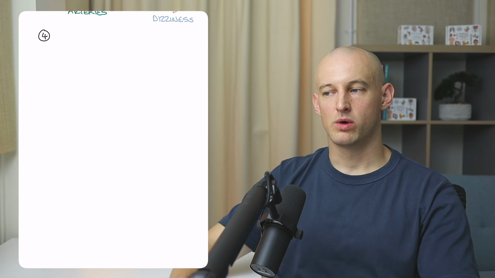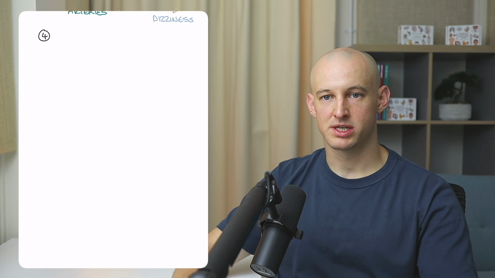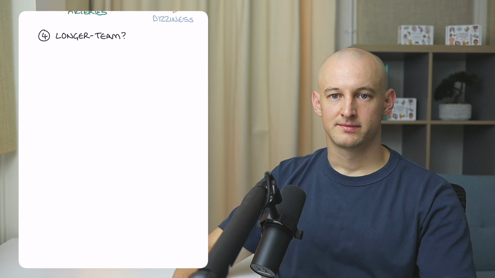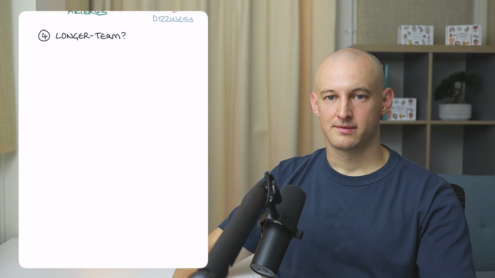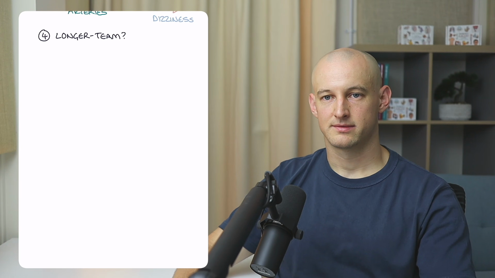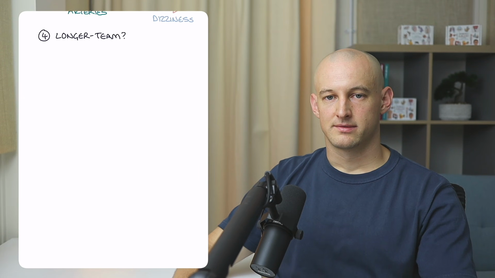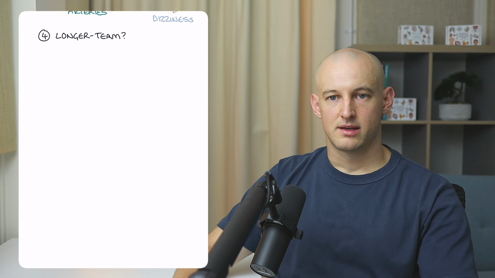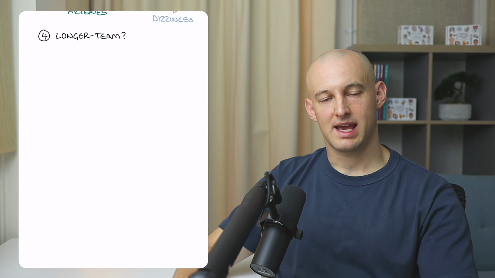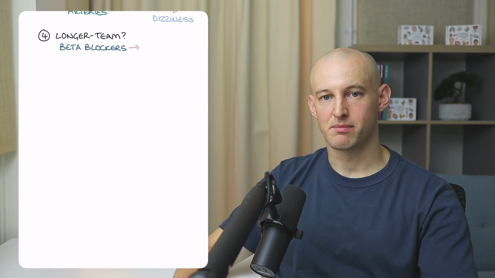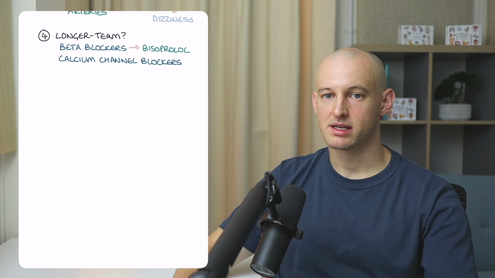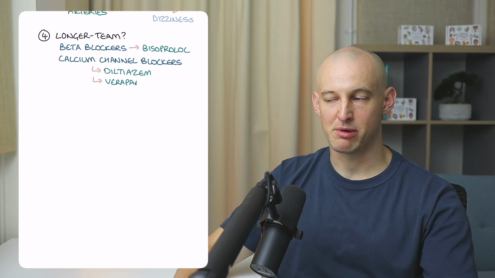Question 4. What options are there? What are the first-line options for longer-term symptomatic relief? So there's two options. One is beta blockers, for example, bisoprolol, and the second is calcium channel blockers, not just any calcium channel blockers, specifically diltiazem or verapamil.